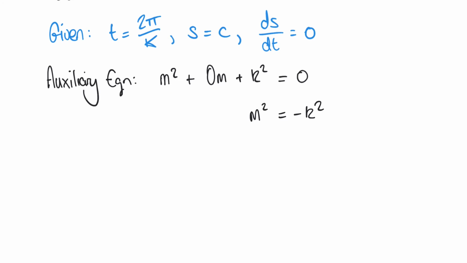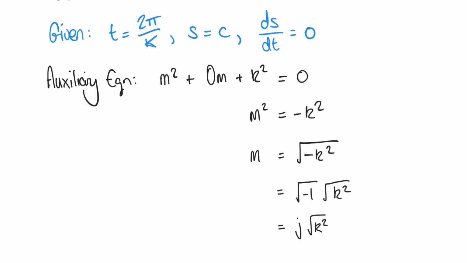And so finding the root of this particular quadratic equation means that m is going to be equal to the square root of minus k squared, which means that m is taking the form of a complex number, since we're taking the square root of a negative term. And so that means we're going to end up with complex roots in the form of m equals plus or minus jk.